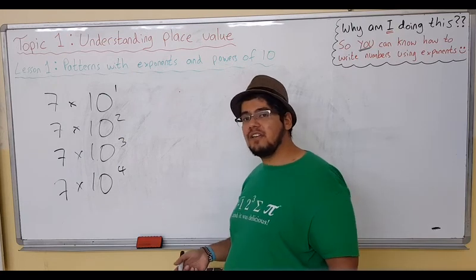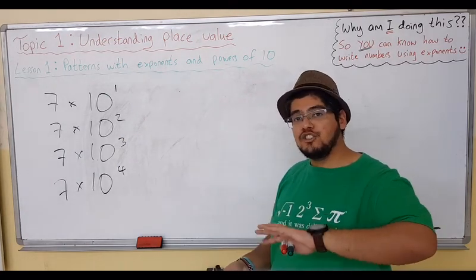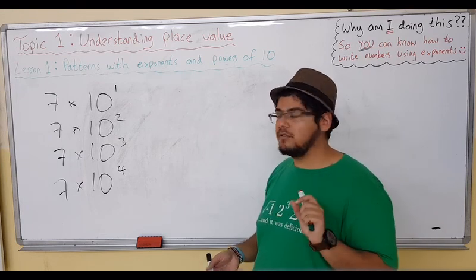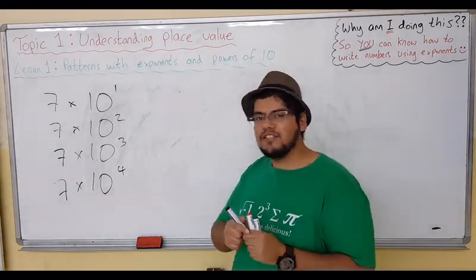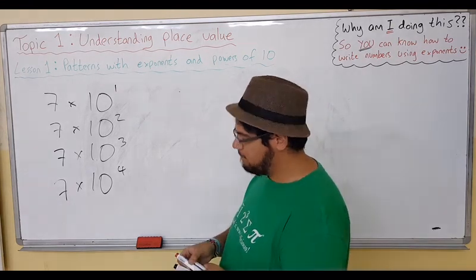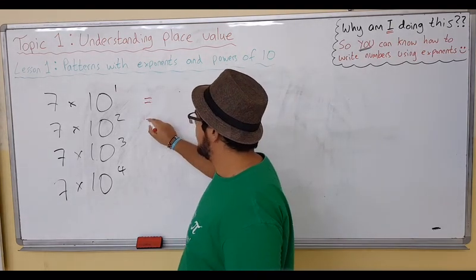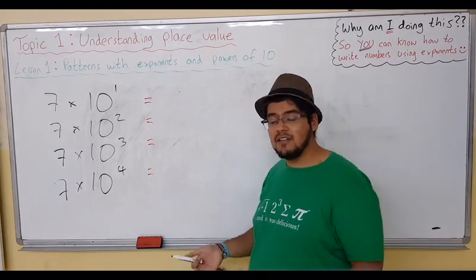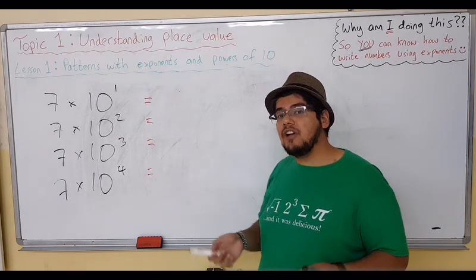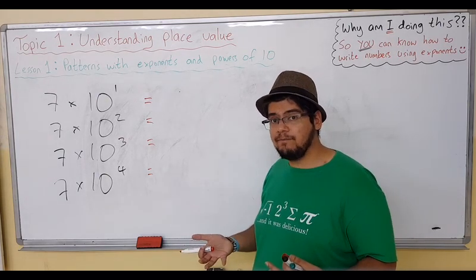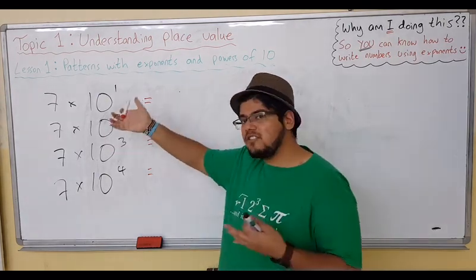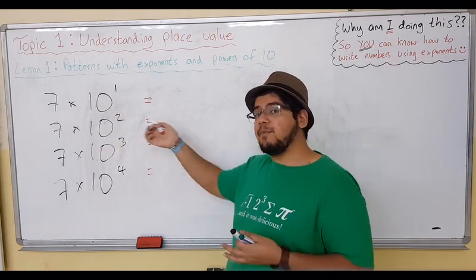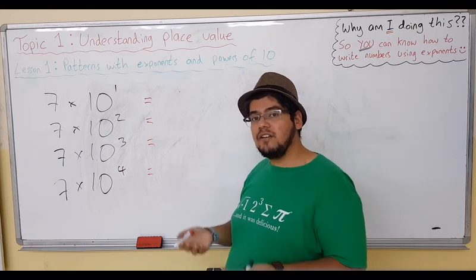Okay? What if it's 7? Guys, nothing changes. It's almost still exactly the same. Almost. Only one small thing we're going to do. We know now from our pattern that 10 to the 1 is just equal to 10, right? So if 10 to the 1 is just equal to 10, now all we have to do is 7 multiplied by 10. 7 times 10, 70.